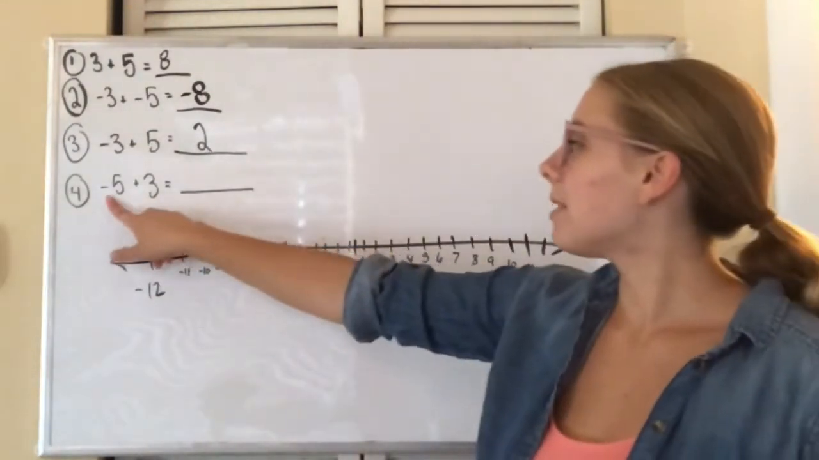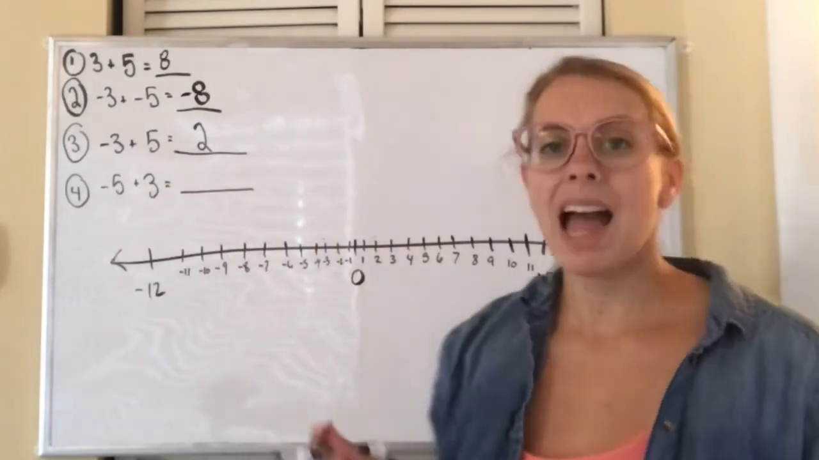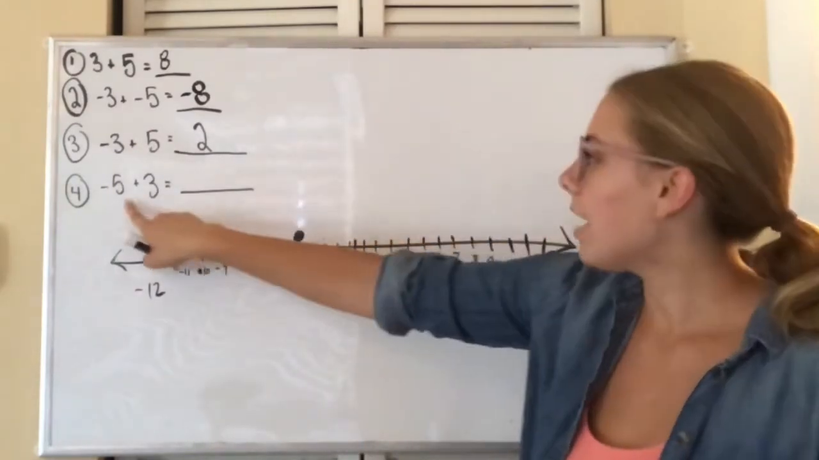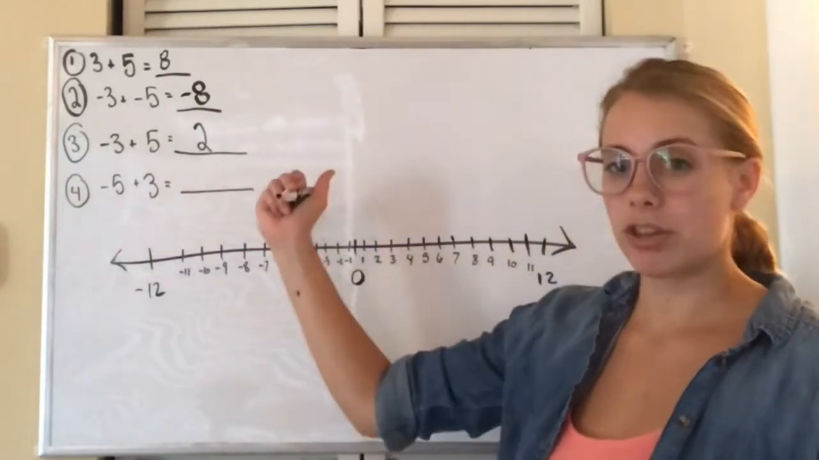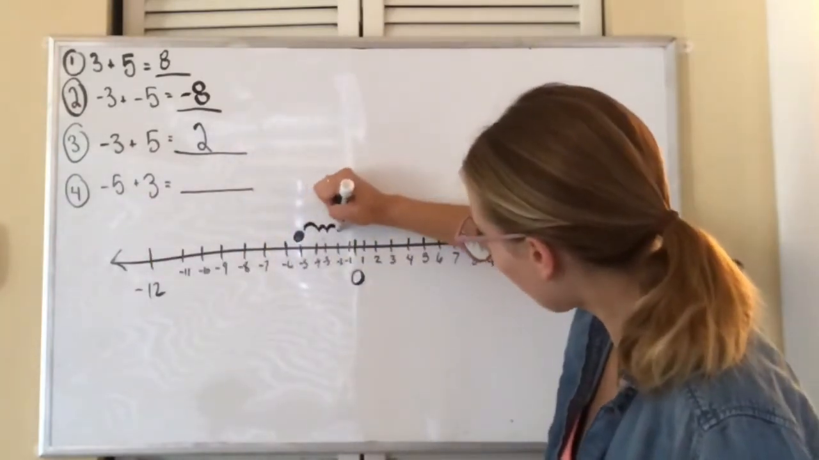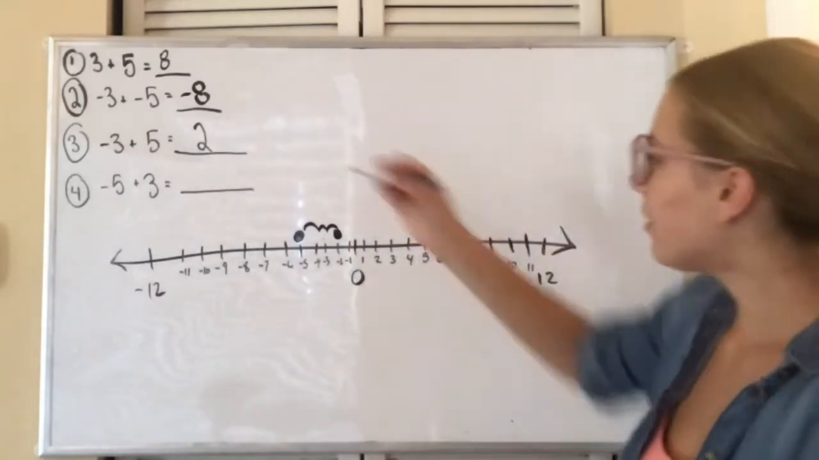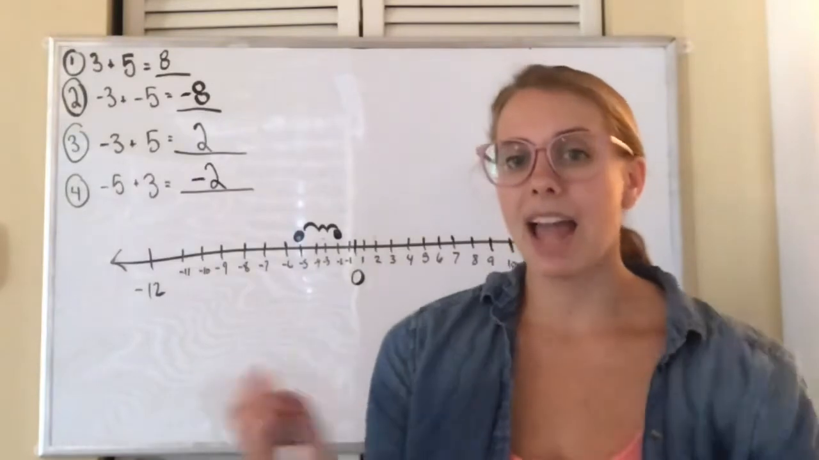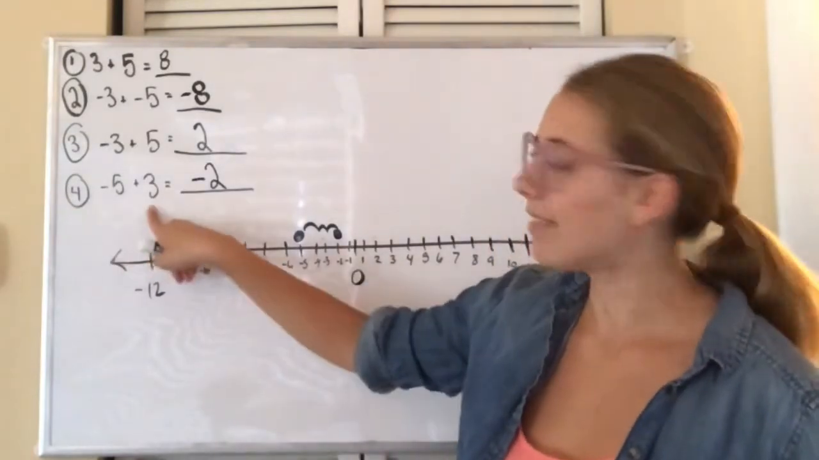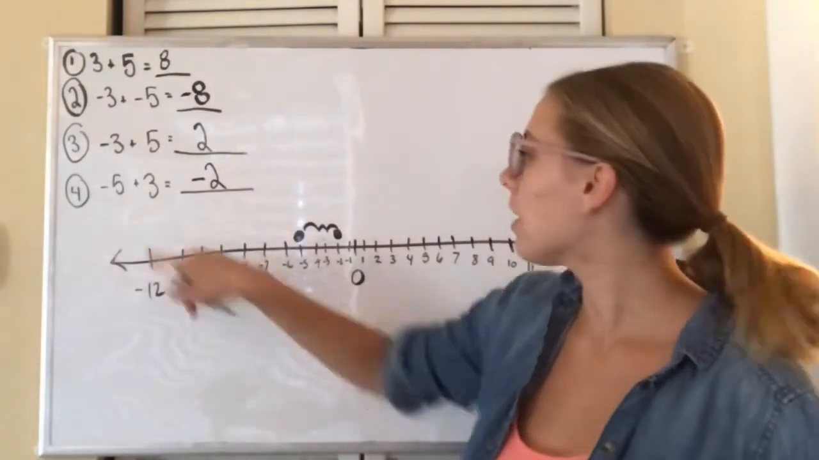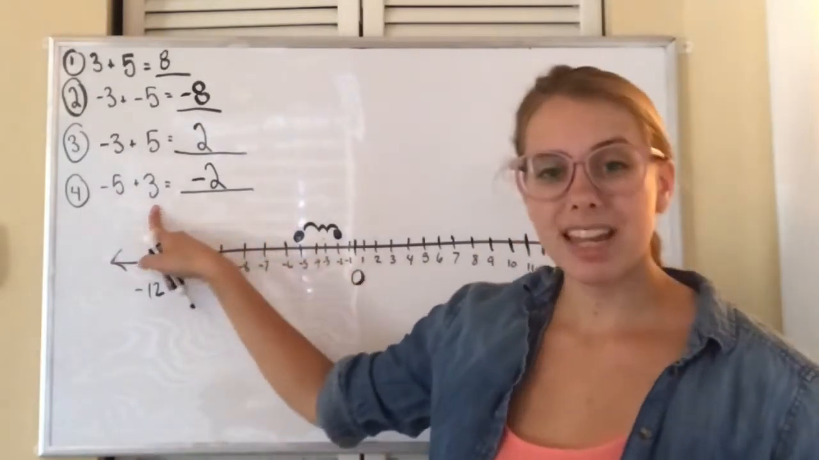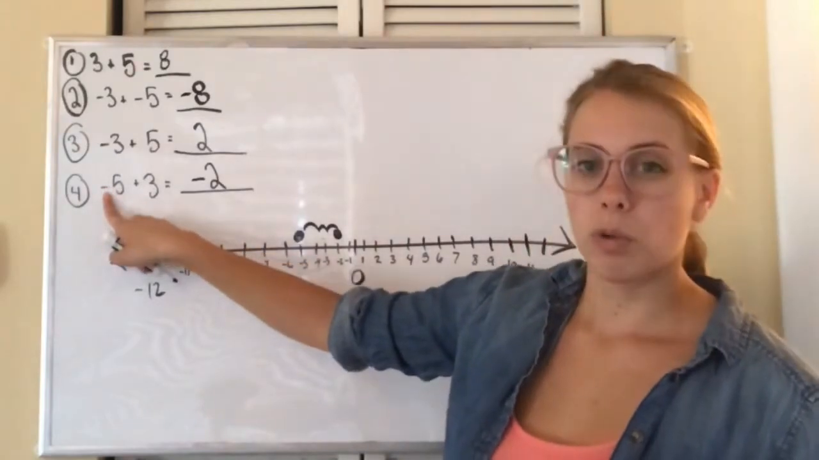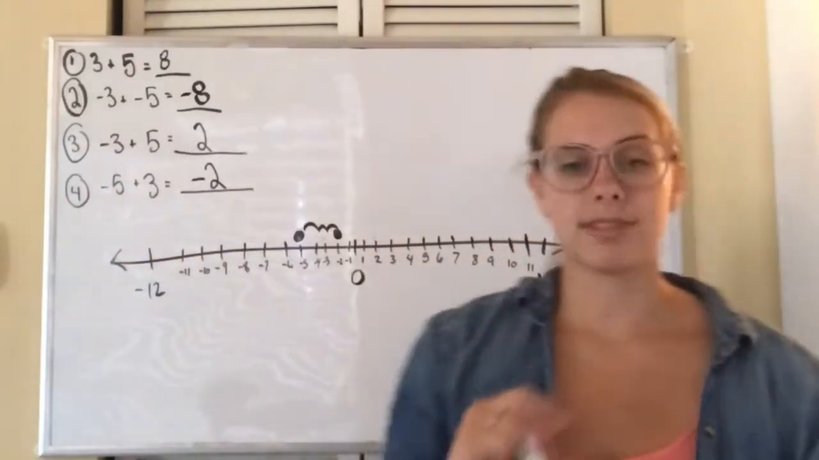And this last problem, negative 5 plus 3, I'm going to start at negative 5 on my number line. If I'm adding 3, I'm moving to the right 3. 1, 2, 3. And that puts me at negative 2. Same thing, I can subtract because they're opposite signs. So 5 minus 3 is 2. And then I take the sign of the higher number, which is 5. So my answer is negative 2.